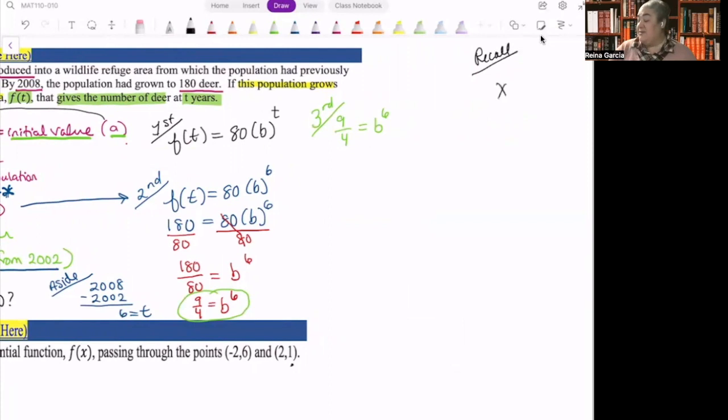If I have x squared equals 25 and I want to know what x equals, I take the square root of x squared and I take the square root of 25, and the square root and the power of 2 cancel each other out, leaving me with just x equals, and the square root of 25 is 5.